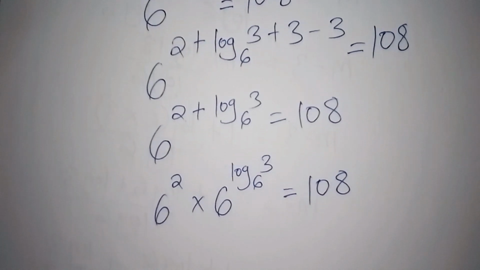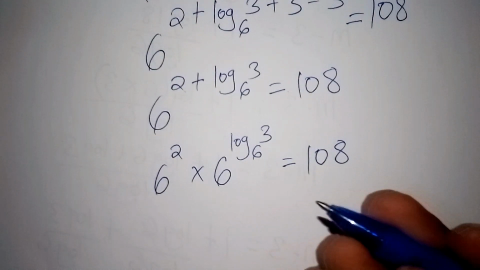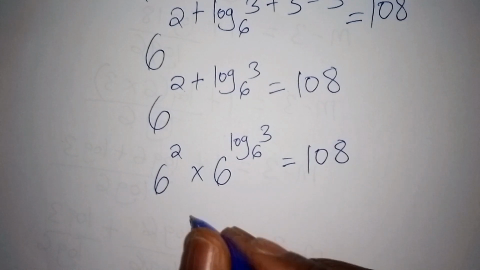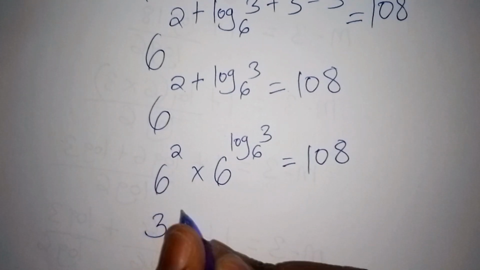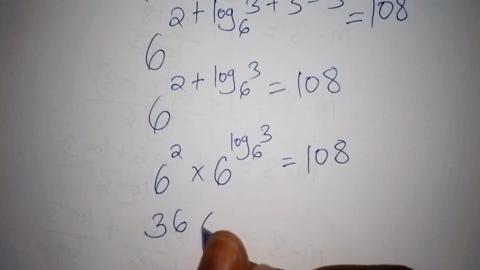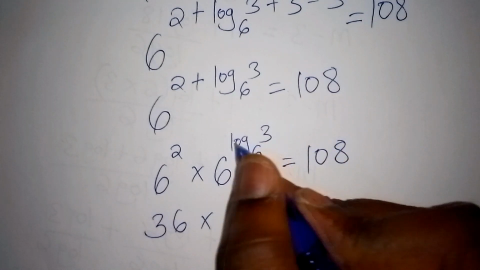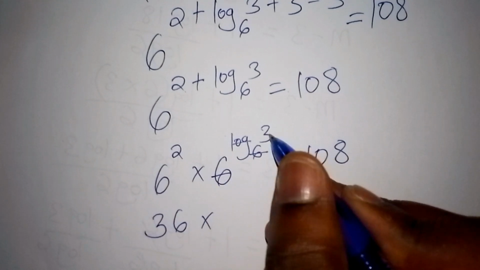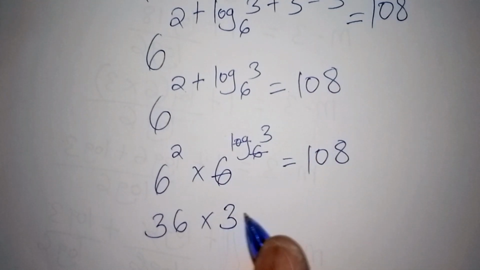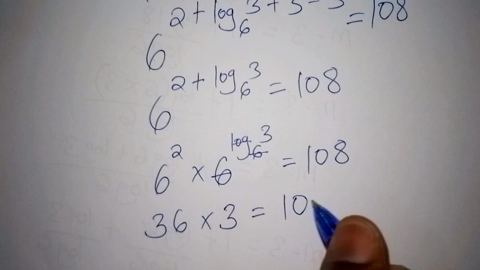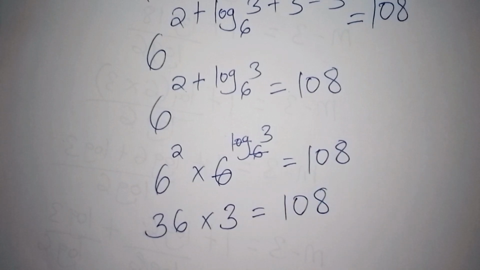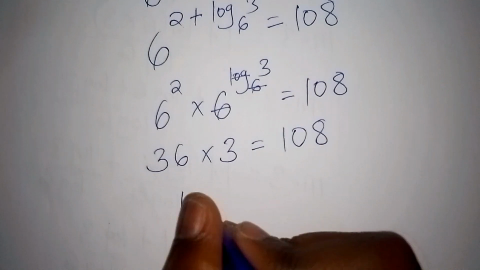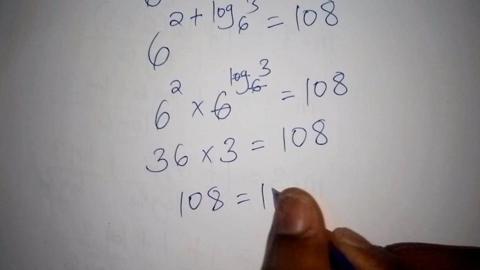So 6 to the power of 2 is like having 6 multiplied by 6, which is 36. So we shall have our 36 there, then multiplied by 3, since the log to the base of 6 shall cancel with this 6. So now we shall have 3 alone is equal to 108. So 36 multiplied by 3 is 108. So now we shall have 108 is equal to 108.